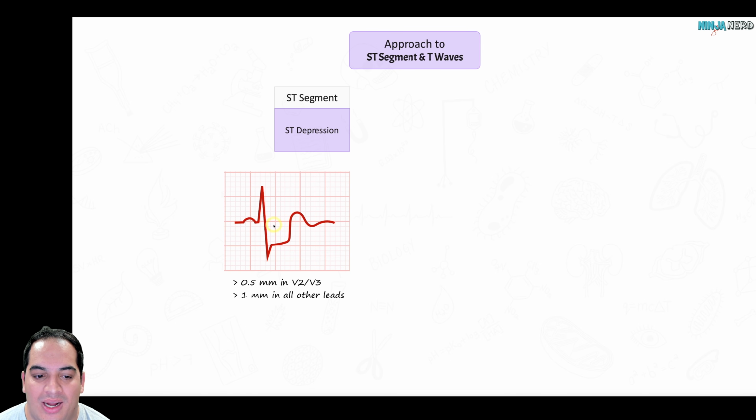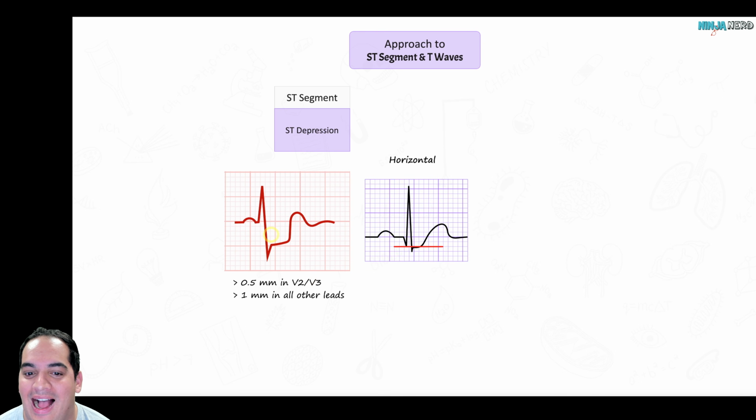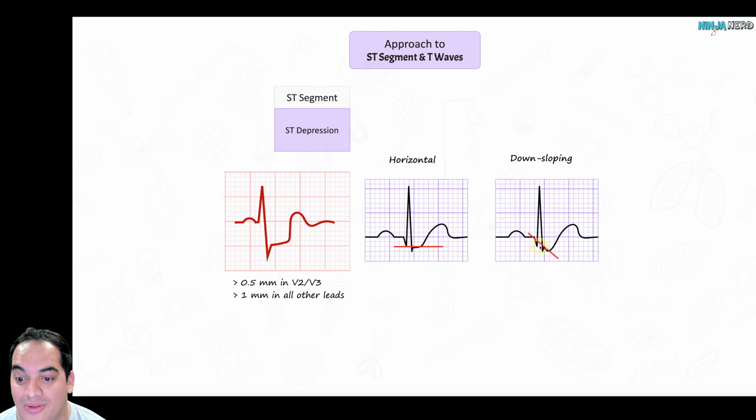If that is depressed greater than 0.5 millimeters in V2 and V3, or at least greater than 1 millimeter in all other leads, and it has to usually be contiguous, that's consistent with ST depression. The other thing I like to know about ST depression is morphology. I want to know, does it look like it's horizontal? Because that's concerning for ischemia. Does it look like it's downsloping? That's also concerning for ischemia.